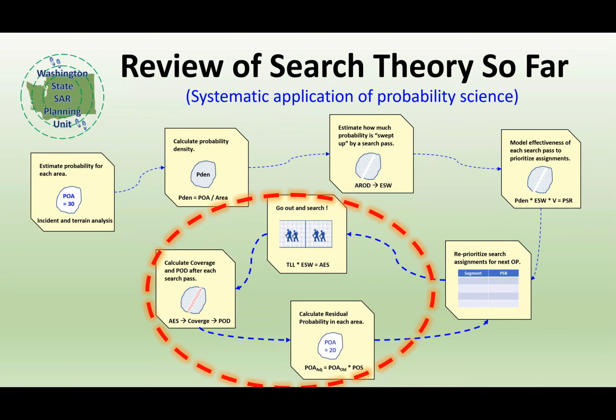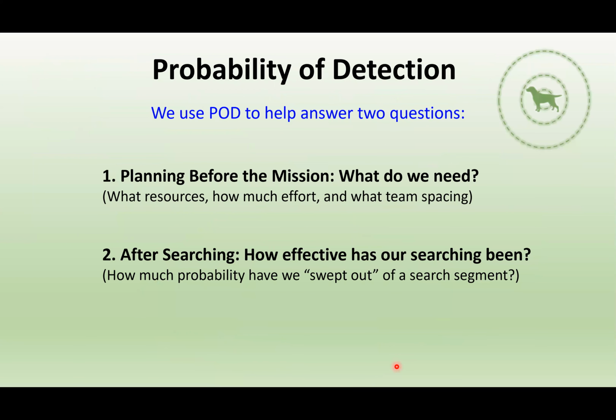Now that we've reviewed sweep width extensively, let's move a little bit farther to see how sweep width allows us to then calculate what's called area effectively swept, and then coverage, and then probability of detection, and then to cycle back and adjust our initial assumptions about probability of area. All right, so now we're going to dive into the concept of probability of detection.